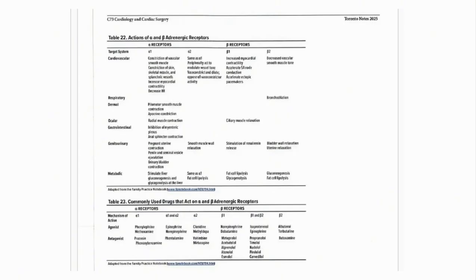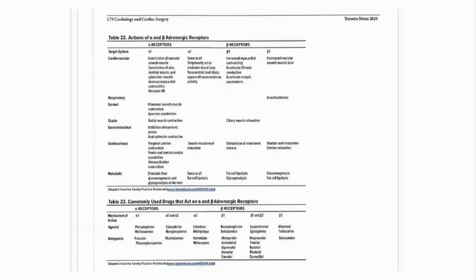Alpha-2 antagonists. Examples include yohimbine and mirtazapine. Yohimbine increases sympathetic activity. Mirtazapine is primarily used as an antidepressant.